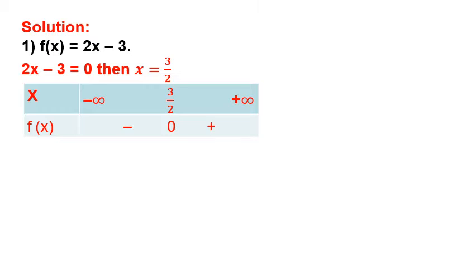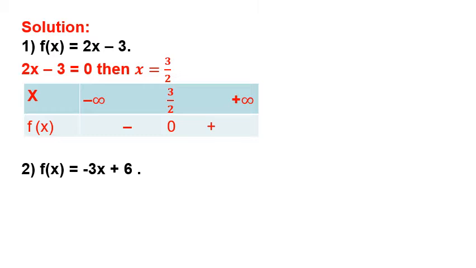Since f is a polynomial, its domain is from minus infinity to plus infinity, and we put the root, which is 3 over 2. A is 2, which is positive. Since a is positive, then we put before 3 over 2 the opposite sign of a, which is negative, and after 3 over 2 the same sign as a, which is positive.